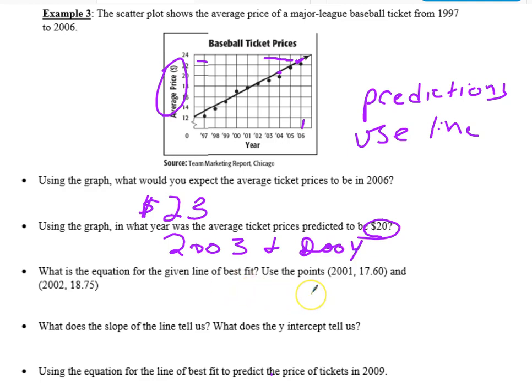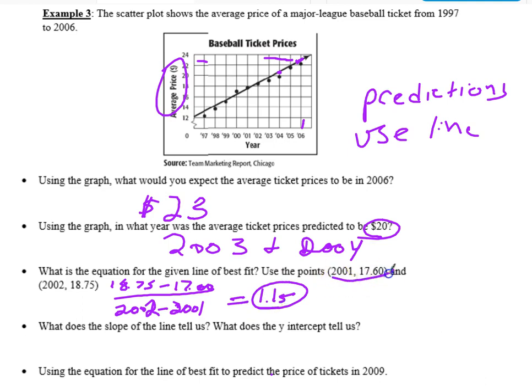So write the equation for the line of best fit using the points right there. Right. So we're going to go ahead and find our slope. So we're going to do 18.75 minus 17.60 over 2002 minus 2001. So our slope is going to turn out to be 1.15 over 1, which is just 1.15. Then we got to pick one of these 2 points. I'm going to pick the first one.